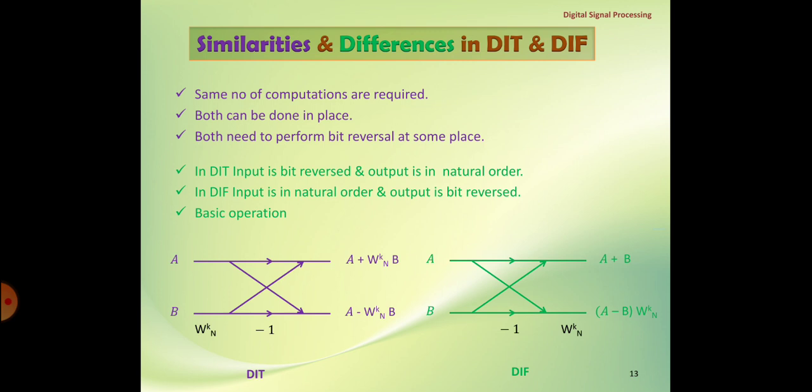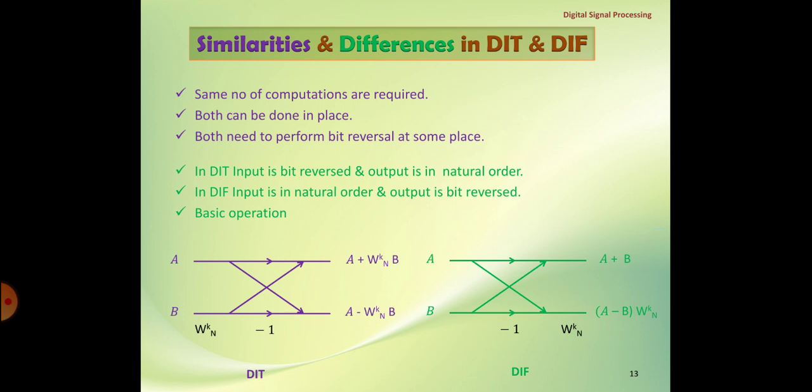In DIT, input is bit reversed and output is in natural order. But in case of DIF, input is in natural order but output is bit reversed. The basic operation for DIT is A plus omega n k b and A minus omega n k b. And in case of DIF, the first output is A plus b and the second output is A minus b multiplied by omega n k. So what statement can we make here?